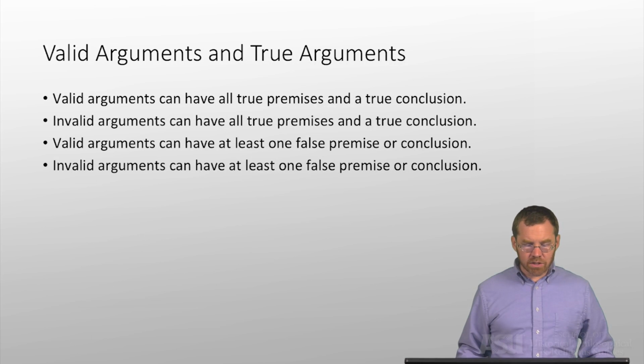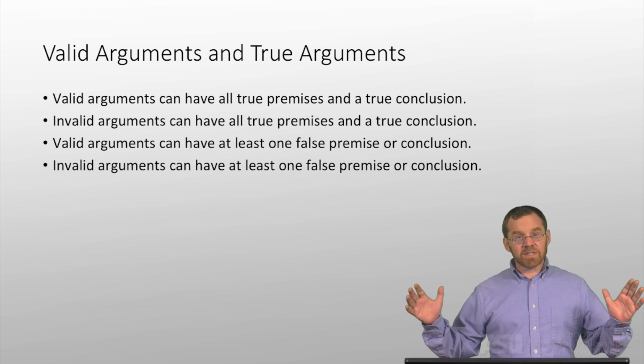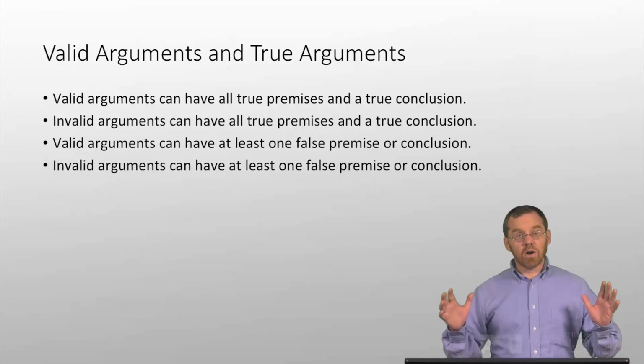Well, here's the relationship between valid arguments and true arguments. Valid arguments can have all true premises and a true conclusion. Invalid arguments can have all true premises and a true conclusion. Valid arguments can have at least one false premise or conclusion. Invalid arguments can have at least one false premise or conclusion. Valid arguments can be true or false. Invalid arguments can be true or false. There's no definite relationship between these things.